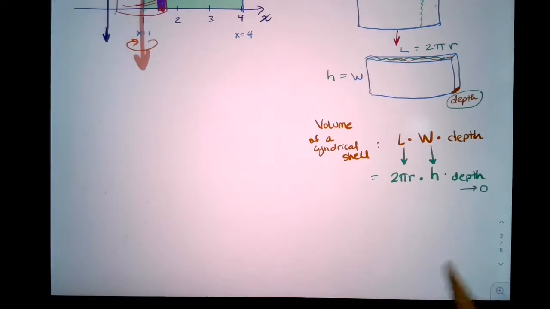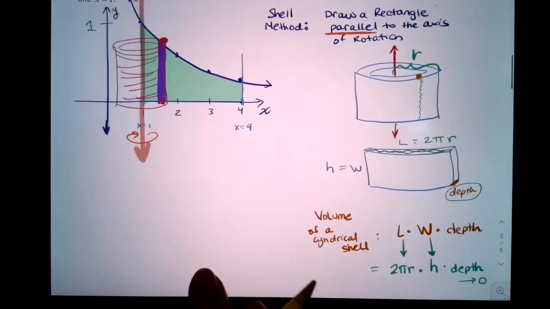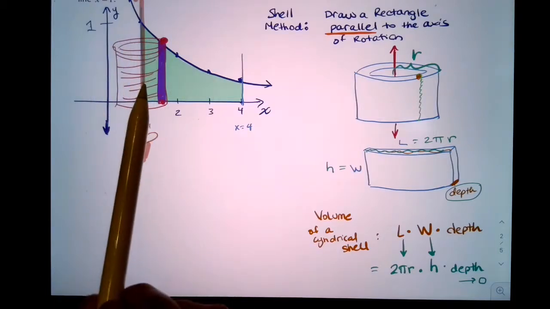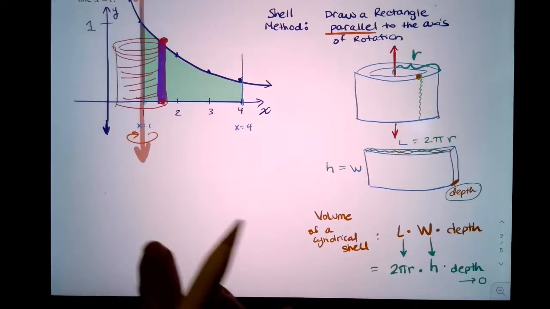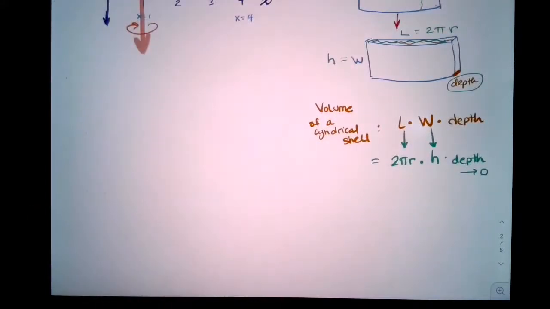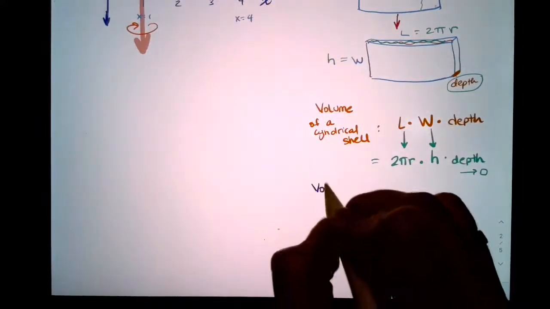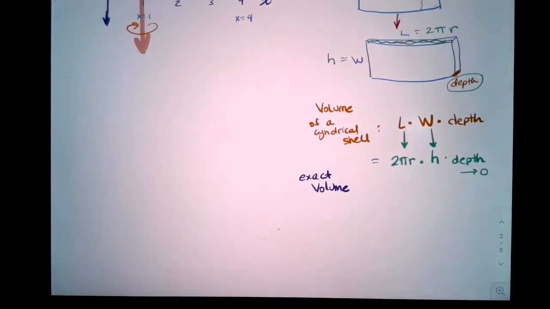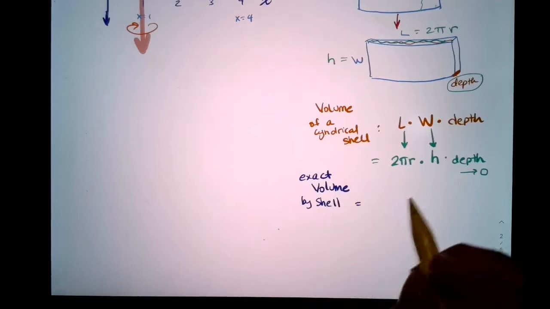So I'm going to take this idea and say, what if we didn't have an exact value? I would just find all the volumes of these cylindrical shells and add them together. Let's say I did 10 rectangles. It would be better if I had 100, or better if I had 4,000, or 100,000. So we're going to jump right to the exact value of the volume and talk about it that way. We're not going to get into any approximation speak here. Exact volume by shell method looks like this.